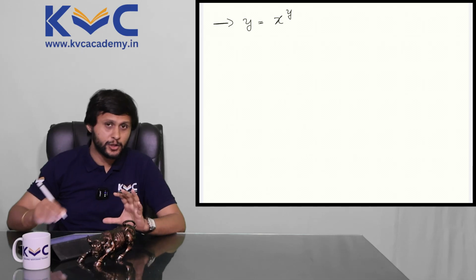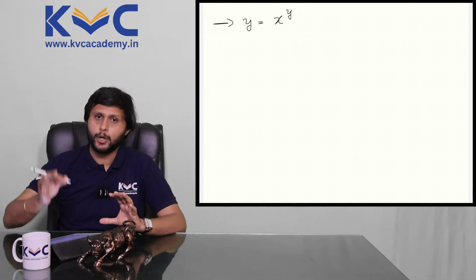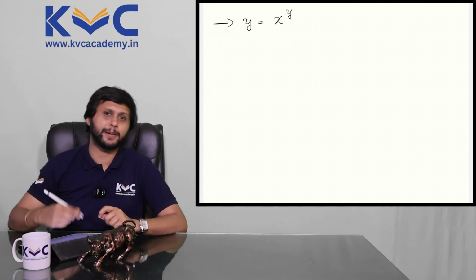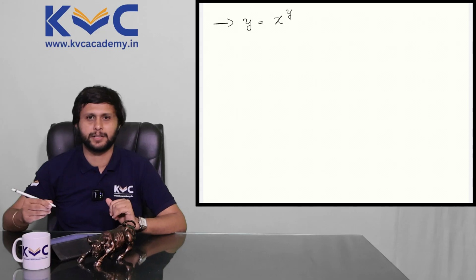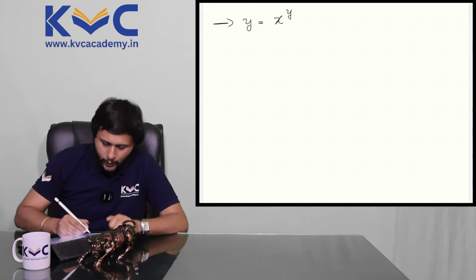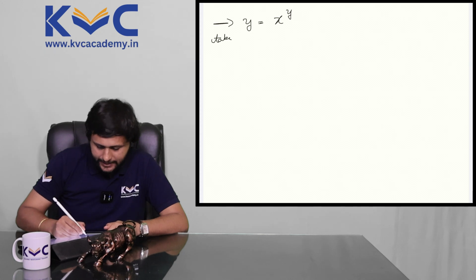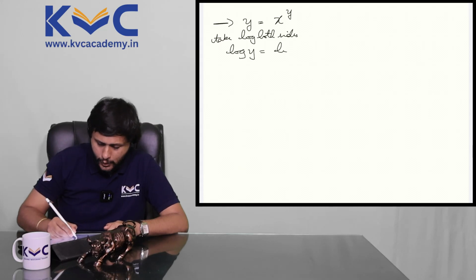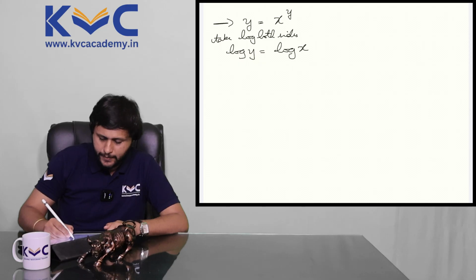That is, if I have function to the power constant, I know. Constant to the power function, I know. But here I have function to the power function. X is a function, y is a function. And there is no standard rule for this. So what do we do? Take log on both sides. So I get log y equal to log of x to the power y.